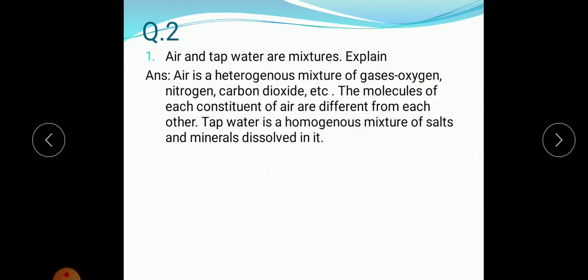Fine. Next, question number 2 was think and answer. Question number 1: air and tap water are mixtures. Explain. Air is a mixture of gases: oxygen, nitrogen, carbon dioxide, etc. The molecules of each constituent of air are different from each other. And tap water is a homogeneous mixture of salt and minerals dissolved in it. Because of that, they are called mixtures.